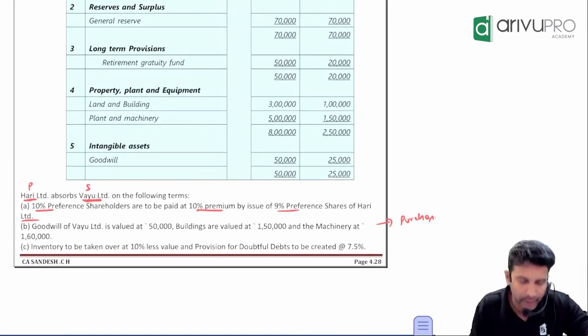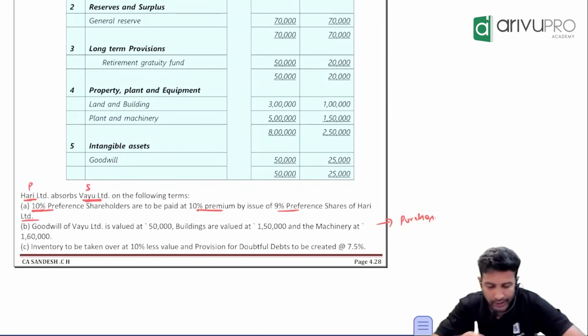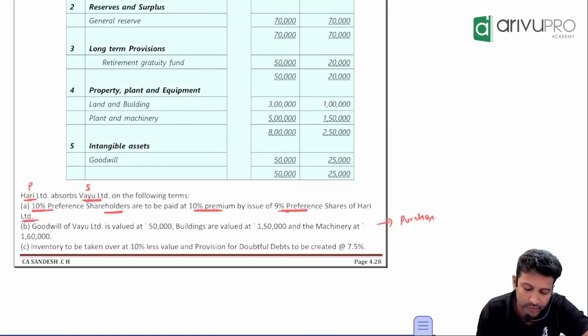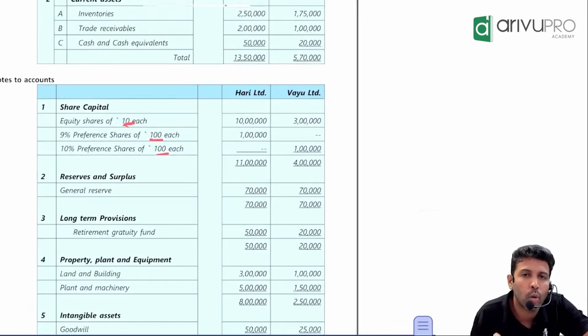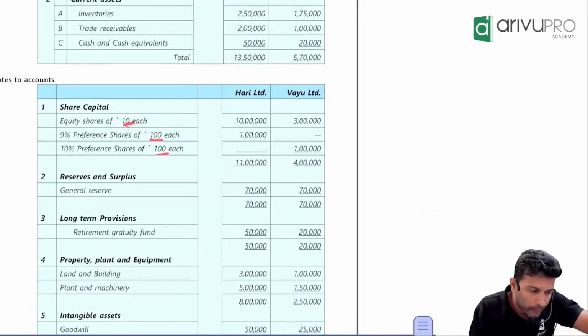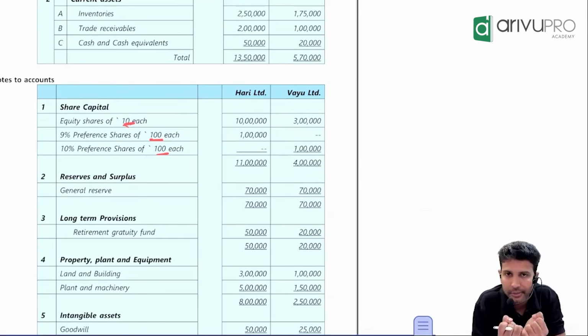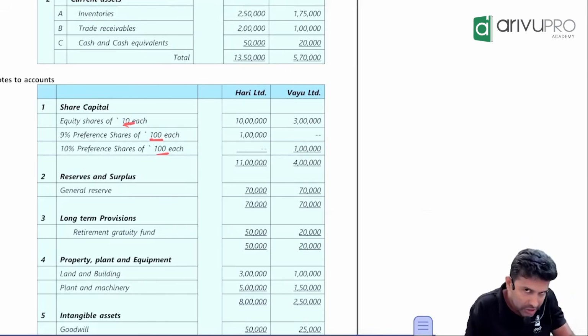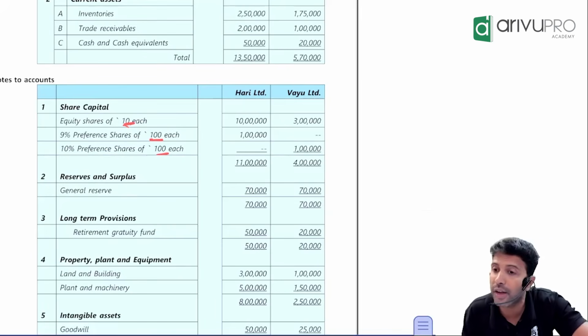Some terms have been agreed upon for this business purchase. First term: I think one concept I didn't tell, I'll call it out here. 10% preference shareholders are to be paid at 10% premium by the issue of 9% preference shares of Hari. I'll read that line once again. 10% preference shareholders, stop there. Who will get compensated, the owners of the purchasing company or the owners of the selling company? Who will get the settlement, the purchase consideration? The purchasing company will pay to the owners of the selling company.